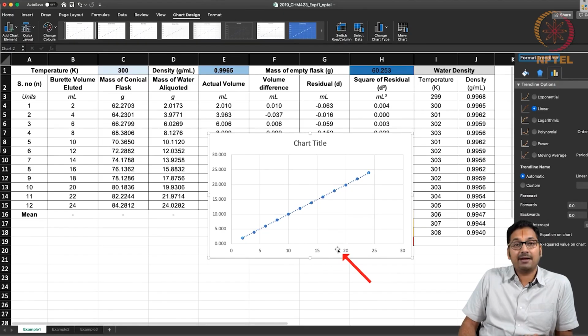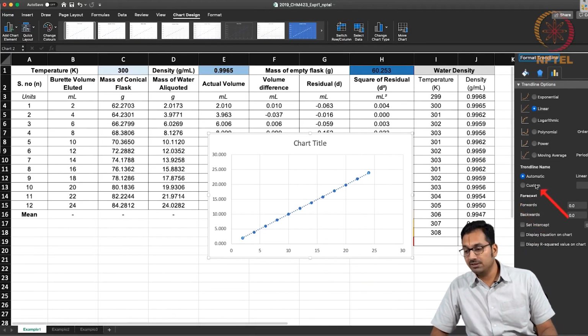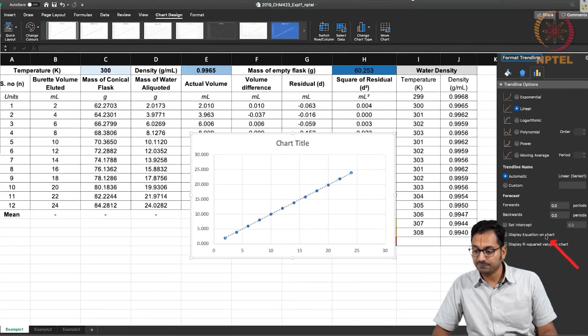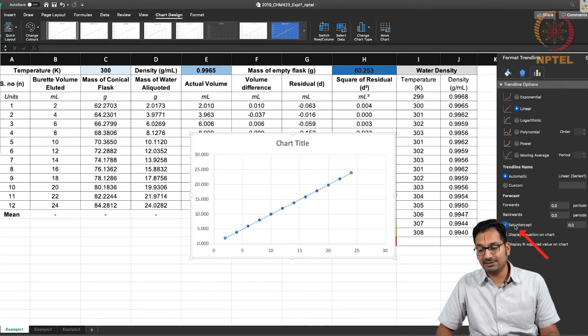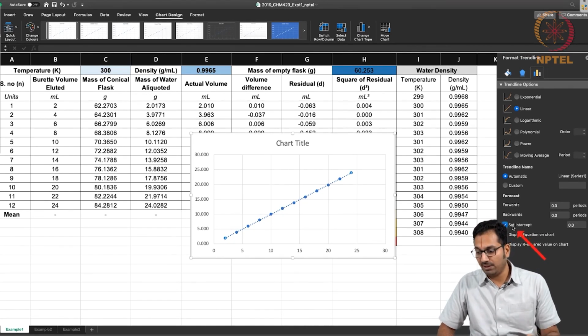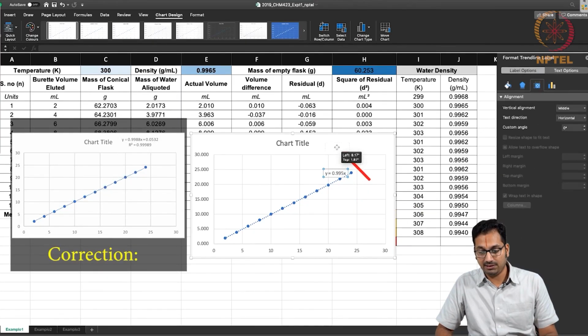Let us try to add a trend line. A trend line helps you get a fit. Nowadays software helps you get all this in a single click, and you should remember that for these kinds of measurements, if you added no volume of water, you are supposed to get no mass of water. Therefore you can set the intercept to 0, meaning that when you have added no volume of water, you expect no mass of water to be obtained. You can also display the equation on the chart.